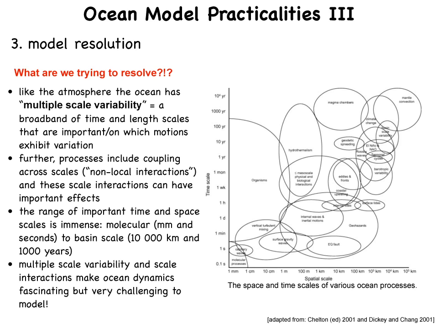And these scale interactions can be really important for both the large scale motions and the small scale motions. And further still, to make it even harder, the range of important time and space scales that we're talking about is immense. So we're talking about molecular processes on the scale of millimeters and tenths of seconds, all the way to basin scale processes, which are 10,000 kilometer length scales and 1,000-year time scales. So this makes ocean and atmospheric motions wonderfully fascinating, but also very difficult to model.